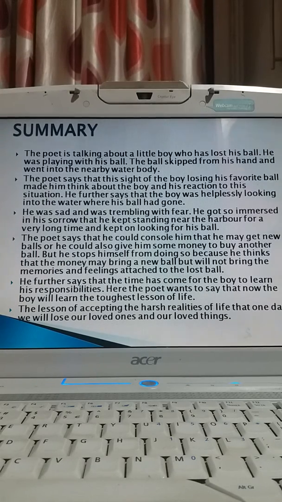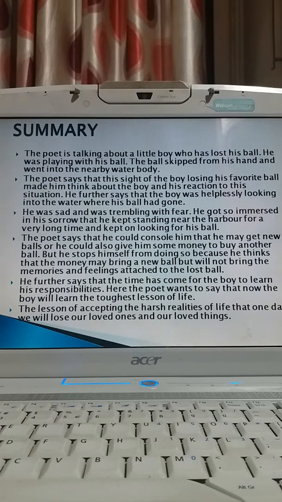He further says that the time has come for the boy to learn about his responsibilities. Here, the poet wants to say that now the boy will learn the toughest lesson of life, the lesson of accepting the harsh realities of life, that one day, sooner or later, he will lose his loved ones or his loved things. So this comes out to be the summary.